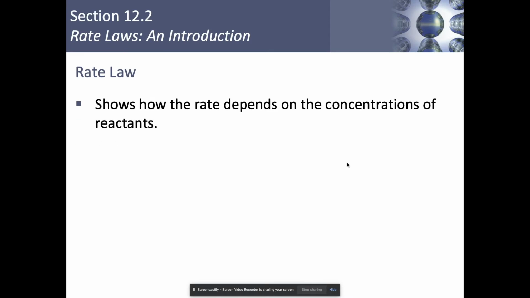Okay, let's talk about rate laws. So what is the rate law and what does it show? The first thing you need to be aware of is that it shows us how the rate depends on the concentrations of our reactants.